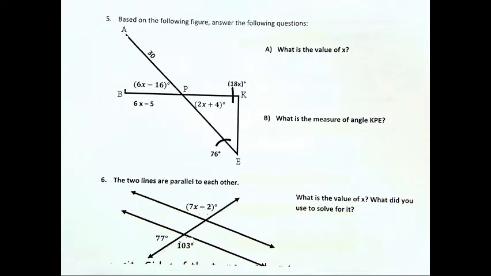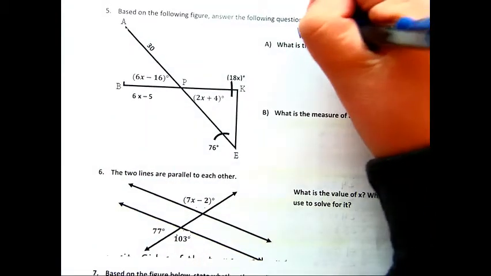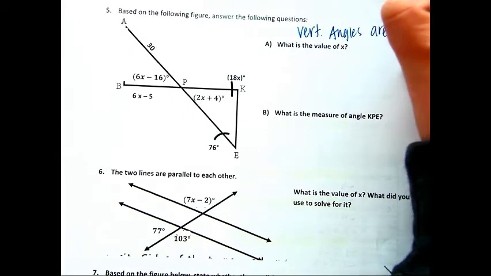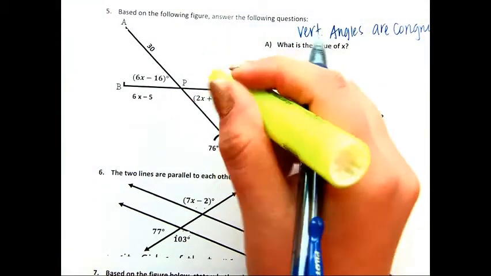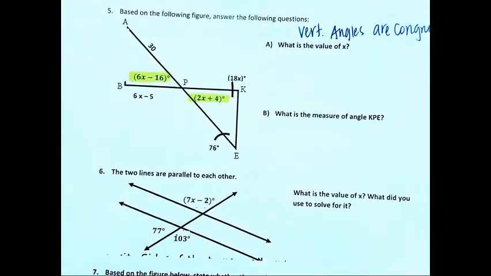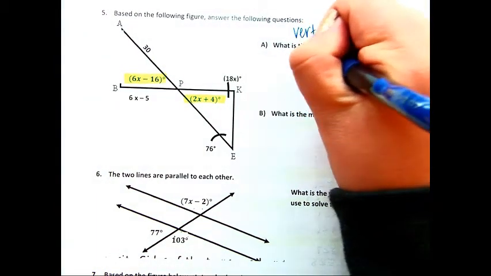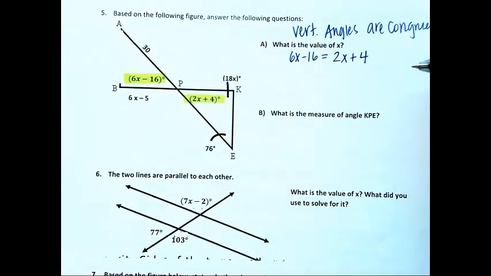So since vertical angles are very fresh, I see this x pattern and I can recognize where my vertical angles are. I know that vertical angles are congruent. So my vertical angles here are going to be this 2x plus 4 and then this 6x minus 16. So since vertical angles are congruent, these two are going to be equal to each other. And this will help me find the value of x.